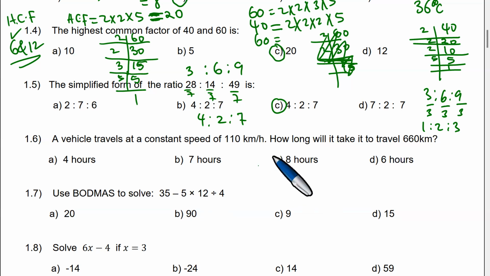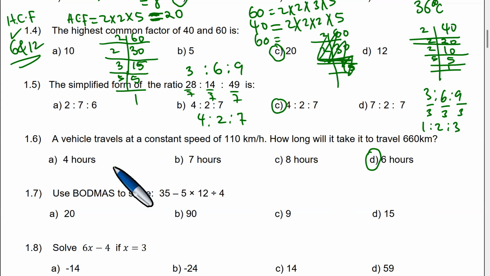1.6. A vehicle travels at a speed of 110 kilometers per hour. How long will it take to travel 660 kilometers? What's the answer? Let's see. So 6 hours. How do you know? It says we travel at a constant speed of 110 kilometers an hour, so we need to multiply it by 6 to get 660. Which is 6 hours. It's 6 hours. Very well done there. It's 6 hours, D.